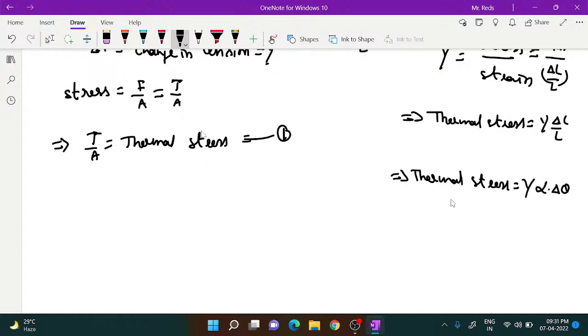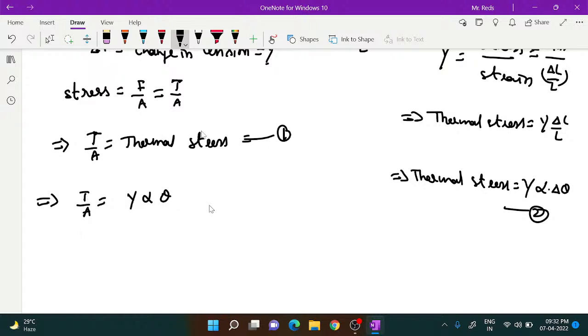If you take this as equation 2, then from 1 and 2, this implies T by A is equal to Y alpha into theta. Instead of taking this temperature difference, you can take it at a particular temperature. At a particular value of theta, you will have T. Area will be constant, Y will be constant, and of course the temperature coefficient alpha. Then as theta changes, T also changes accordingly.